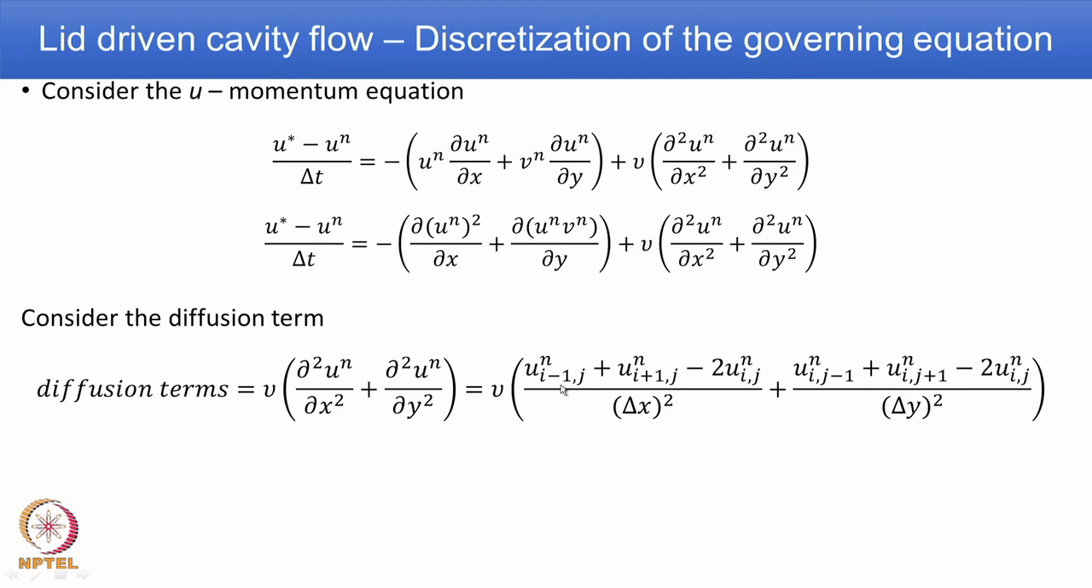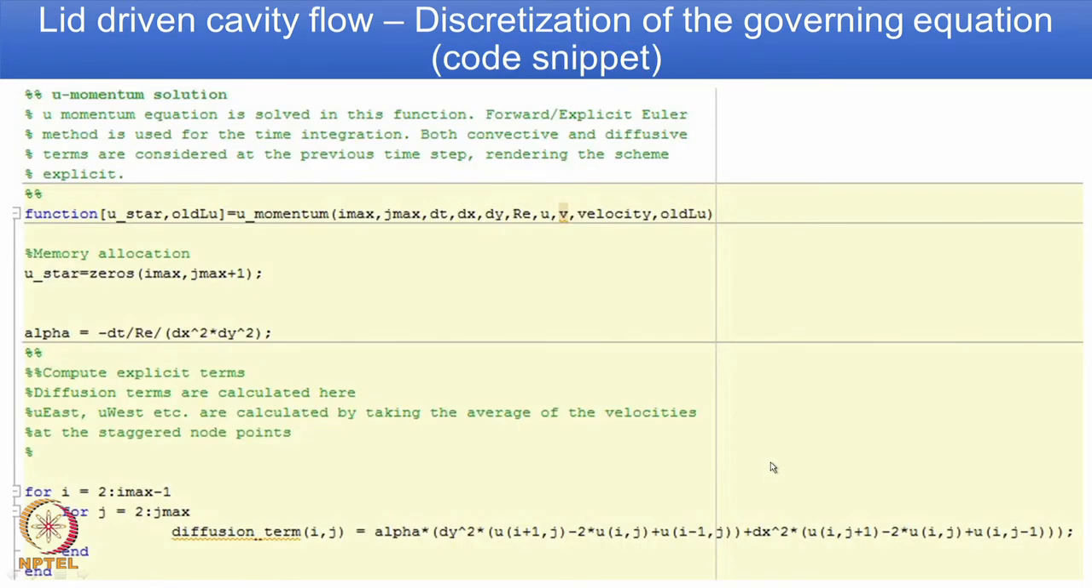So, u evaluated at (i-1, j) at n, plus u at (i+1, j) at n, minus 2 times u at (i, j) at n, divided by delta x squared. Similarly, for the second derivative in the y direction, that is what is shown here. Corresponding code: we have memory allocation for u star, and alpha is minus dt by Re delta x squared multiplying delta y squared. Compute the explicit terms; diffusion terms are calculated here, and we follow a staggered grid.